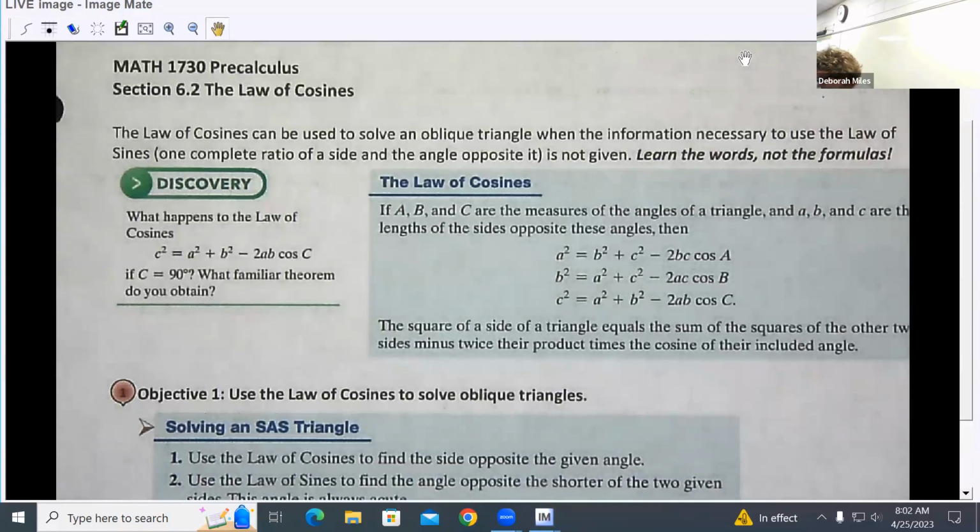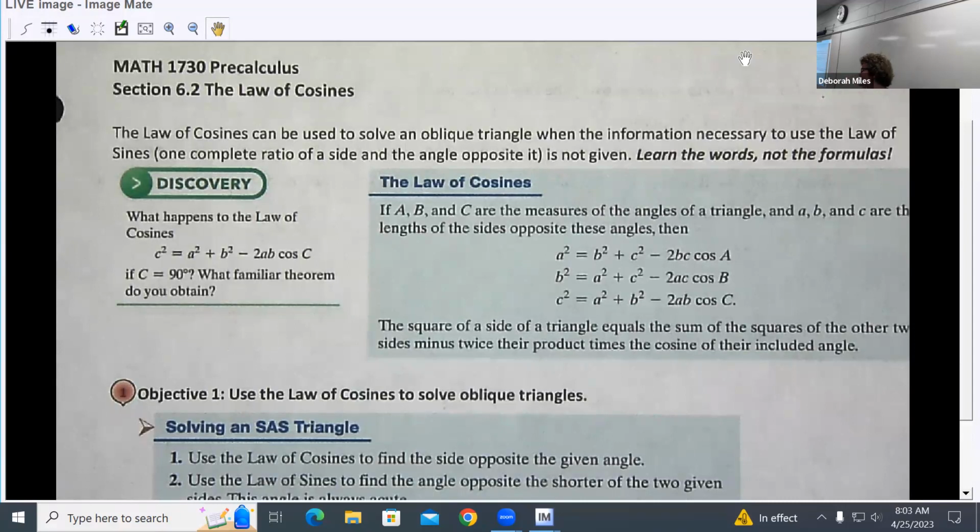All right, the last thing we have to do this semester is the law of cosines. And like the law of sines, it helps us find missing parts of oblique triangles. And oblique triangles means what? That is any triangle in the world that doesn't have a right angle. Any triangle that's not a right triangle is an oblique triangle.